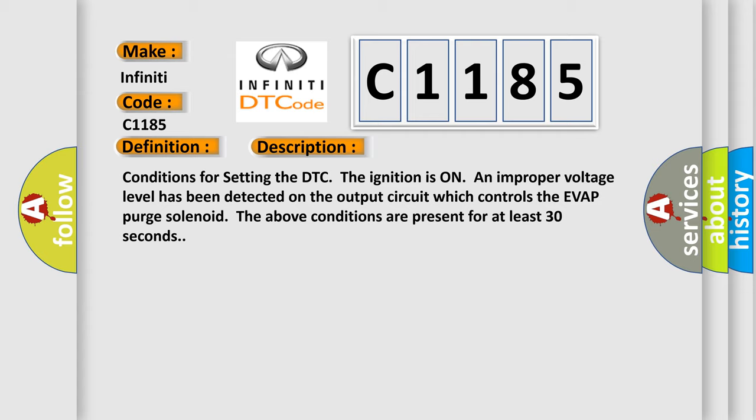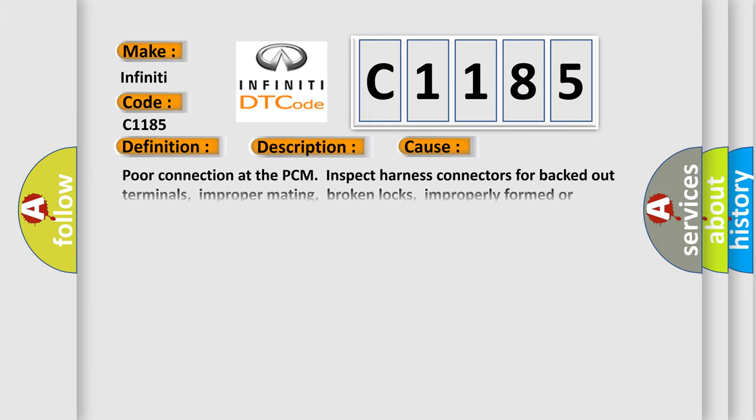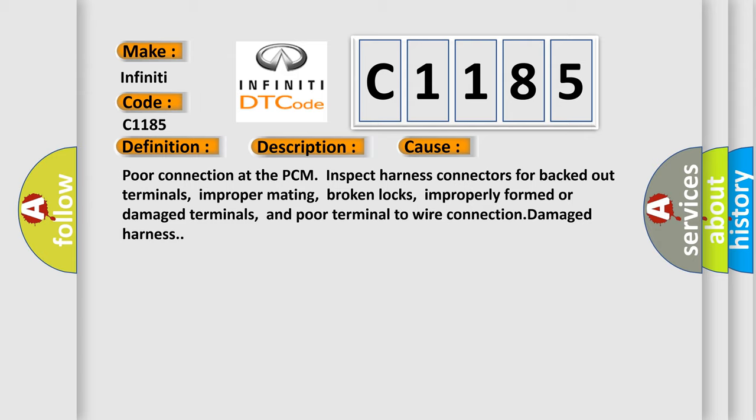Conditions for setting the DTC: the ignition is on, an improper voltage level has been detected on the output circuit which controls the EVAP purge solenoid. The above conditions are present for at least 30 seconds. This diagnostic error occurs most often in these cases: poor connection at the PCM, inspect harness connectors for backed out terminals, improper mating, broken locks, improperly formed or damaged terminals, poor terminal to wire connection, and damaged harness.